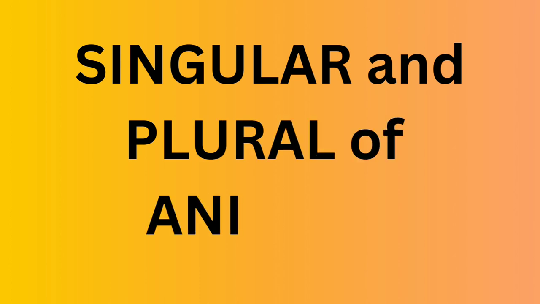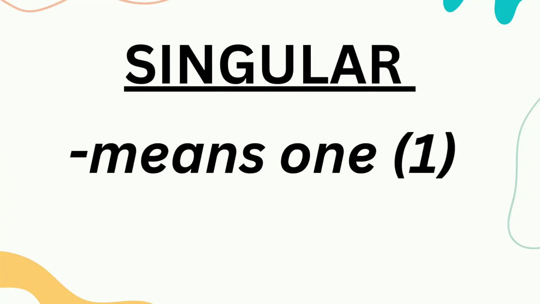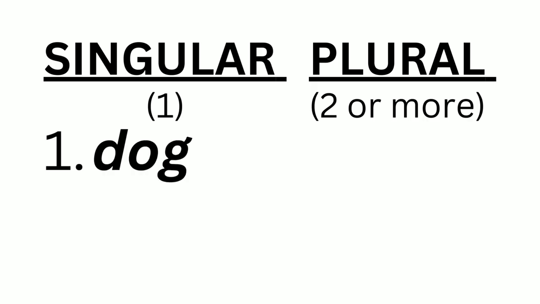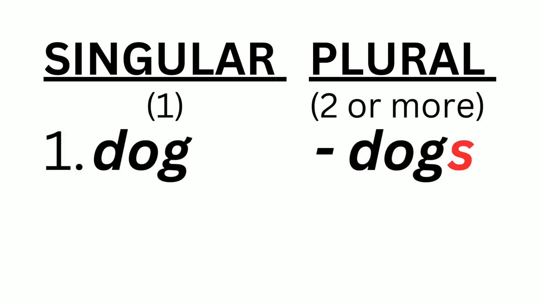Singular and plural of animals. Singular means one, and plural means two or more. Dog. The plural is dogs.